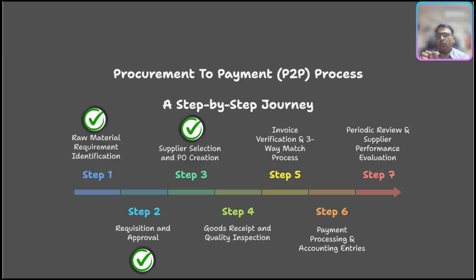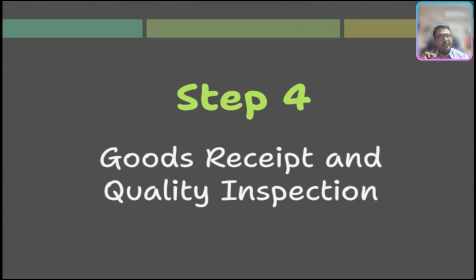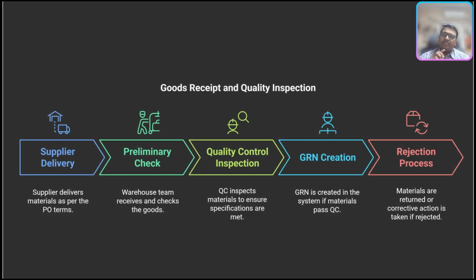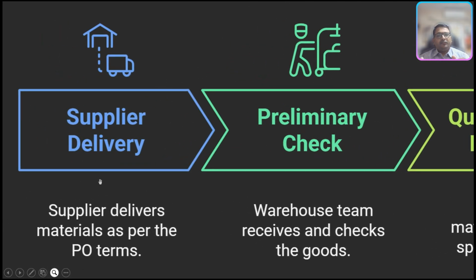With this, we conclude the third step. The fourth step is goods receipt and quality inspection. Once the PO has been sent to the supplier, the supplier will manufacture the products, and based on the purchase order terms, the material will either be supplied to the company or the company will go and pick up the materials from the suppliers.